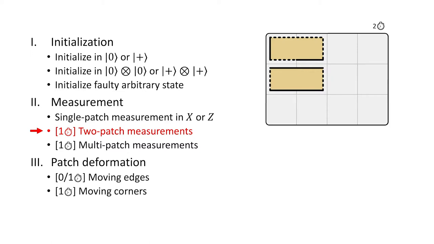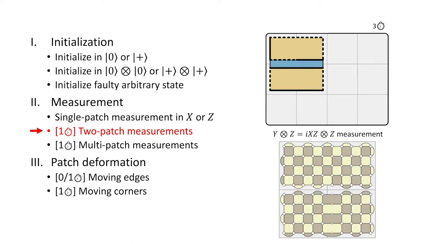And you can also measure operators involving the Y operator of qubits. For instance, in this case, the bottom patch's Z edge is adjacent to both the top qubit's X and Z edge. And because Y is the product of X and Z, you can use a 2-patch measurement to measure Y times Z between those 2 patches. Again, it's lattice surgery, but the stabilizer configuration involves this 5-qubit twist defect.